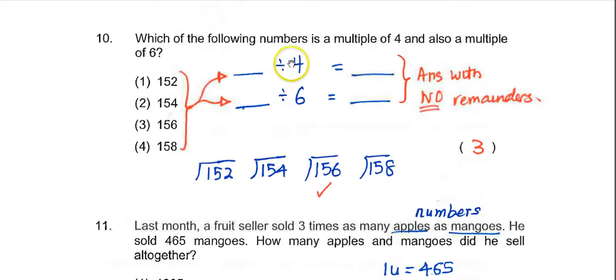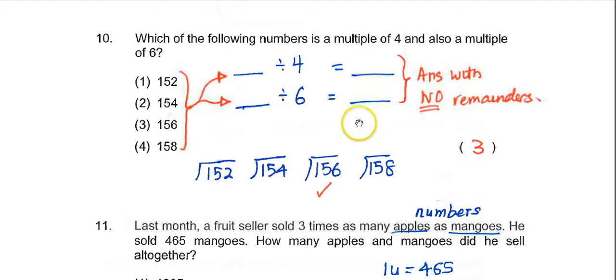Which of the following numbers is a multiple of 4 and also a multiple of 6? Okay, back in your mind, it means this: any of these 4 numbers, when you divide by 4, there is no remainder. Or any of these numbers, the same number, these 2 numbers have got to be the same. Divide by 6 also, you will have no remainder, right?